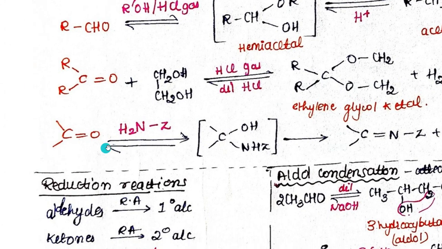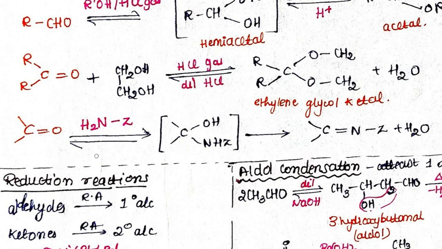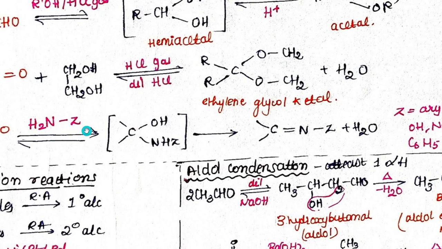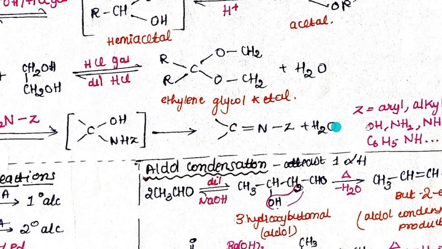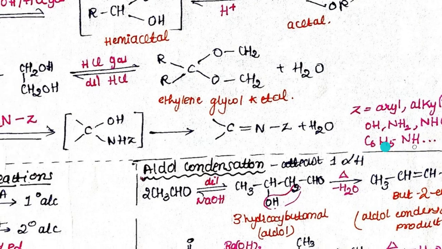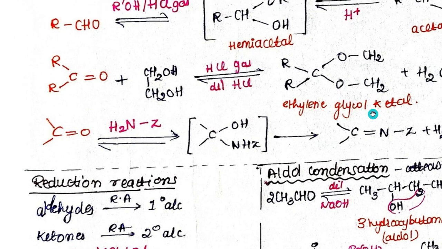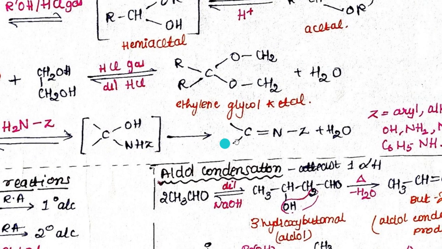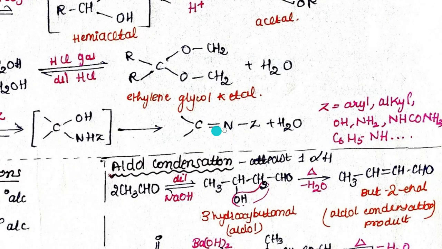Then coming to C double bond O, again a carbonyl group, we have NH2Z. Where Z is what? Z can be any group like aryl, alkyl, OH, NH2, NHCONH2, and then C6H5NH, right? So there is a table given in NCERT that we can refer. So on C, one bond will be OH, another bond will be NHZ. One H gone with O. Then again it will form C double bond NZ plus H2O.